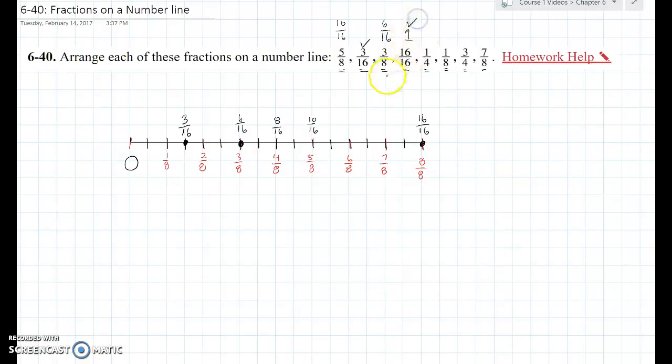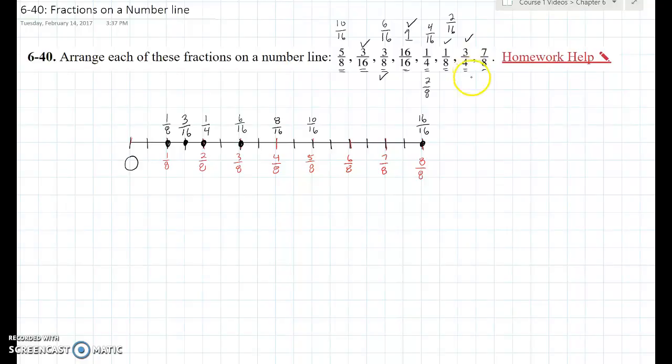We've got this one. 1/4. How many eighths is that? That's 2/8, or that is 4 sixteenths. So 2/8 or 4 sixteenths, that's where 1/4 is. Let's see where 1/8 is. 1/8 is 2 sixteenths. And 1/8 is right here.